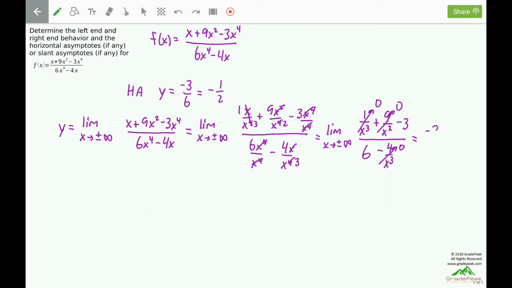The result is negative 3 over 6. Each can reduce by a 3, leaving a negative 1/2. And f of x has a horizontal asymptote of y equals negative 1/2.